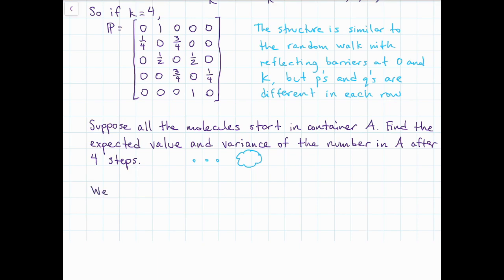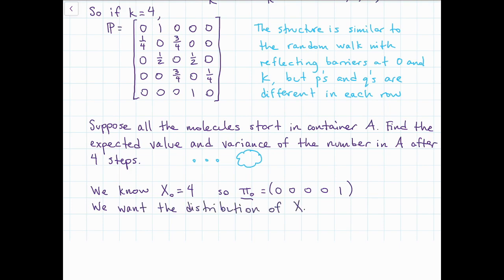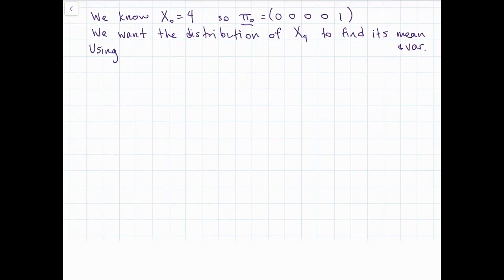Well, what we are told is that we start with all the molecules in container A. In other words, X0 is equal to 4. So if we wanted that vector pi 0, which is where we are at time 0, it would be the vector 0, 0, 0, 0, 1, because we have a 100% chance of being in state 4 and 0% chance of being anywhere else. And we want to calculate the distribution of X4, because if we have that, we'll be able to find the mean and variance of that quantity. So what we need is pi 4.